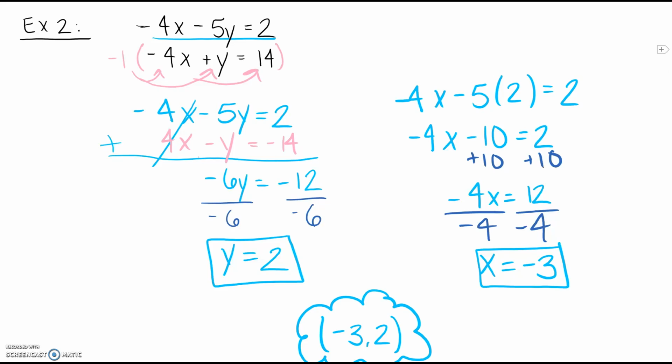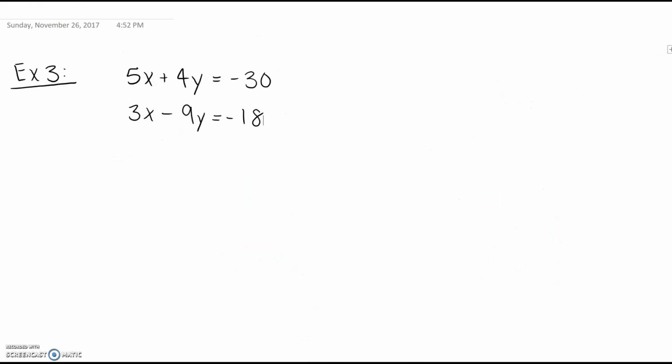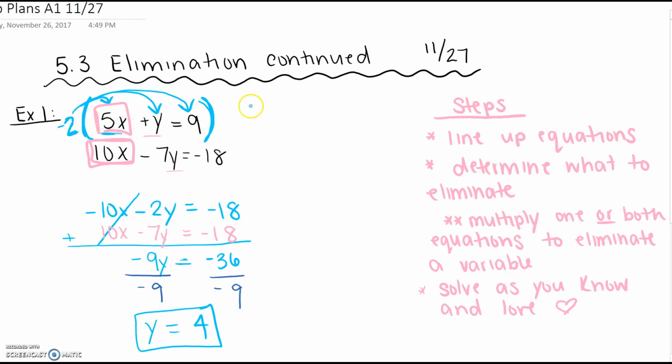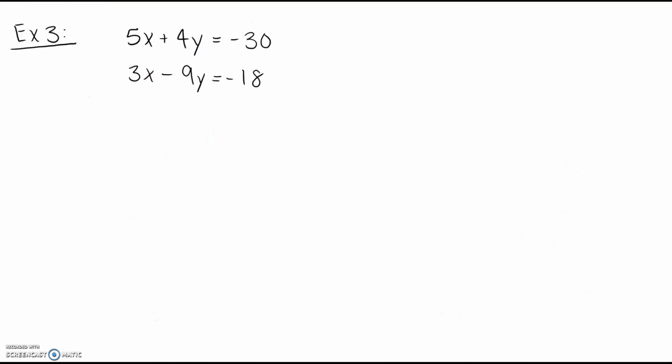Alright, last example. 5x plus 4y equals -30. 3x minus 9y equals -18. So the thing that's different about this problem compared to the first one is we only have to multiply one equation. If we look at this equation, there's nothing we can multiply 5 by, so it's 3. Nothing we can multiply 3 by, so it's 5. Similarly, can't make a 4 a 9, can't make a 9 a 4. So once again, you're just going, oh crud.